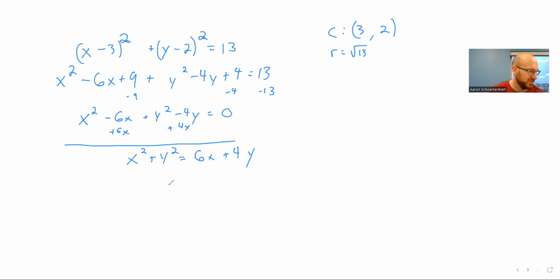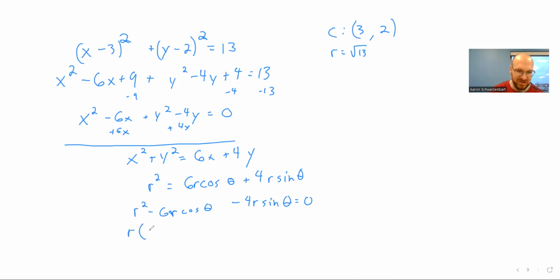Now I'm going to use some of my formulas for conversions. I have r squared here equals 6, cosine, no, 6r cosine theta plus 4r sine theta. I probably shouldn't have moved them, so I'll move them back. So we can factor out an r. All of these have an r in common.